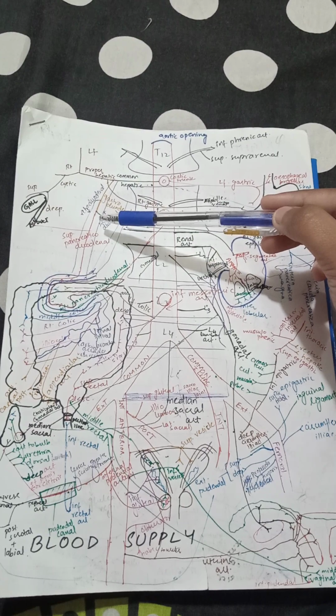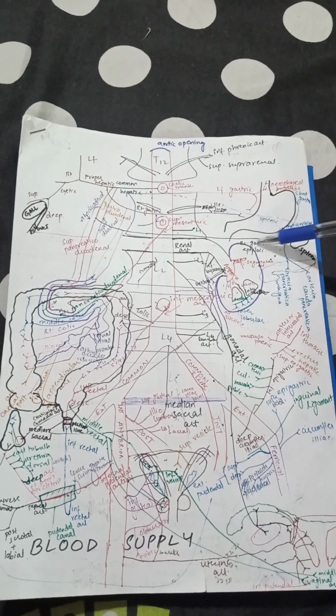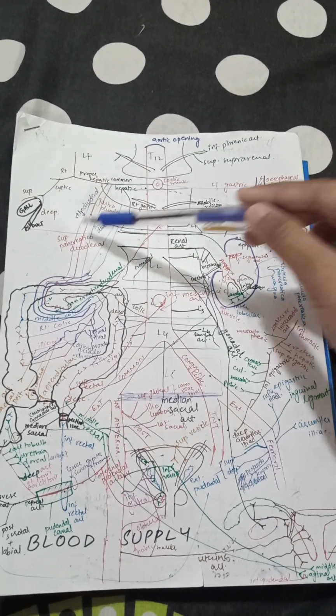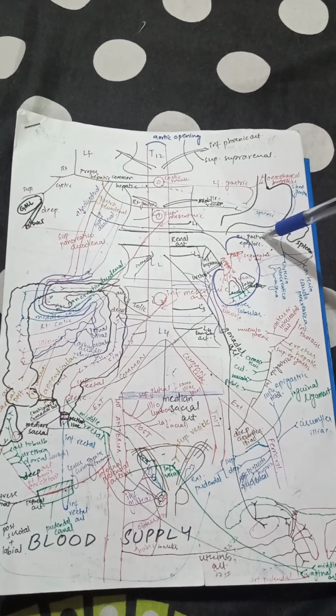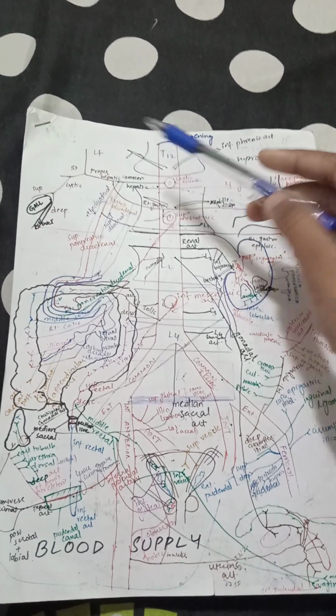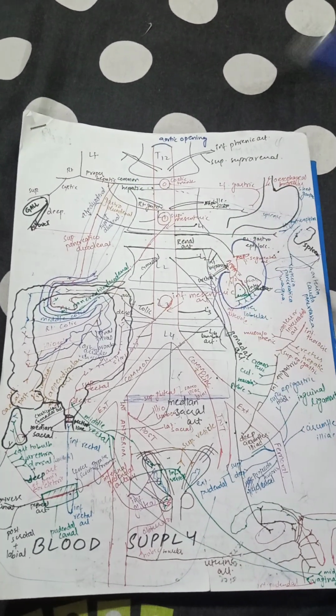The gastroduodenal artery gives the right gastroepiploic artery, and the proper hepatic artery gives the right gastric artery.